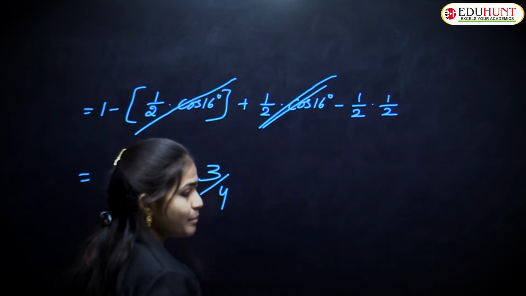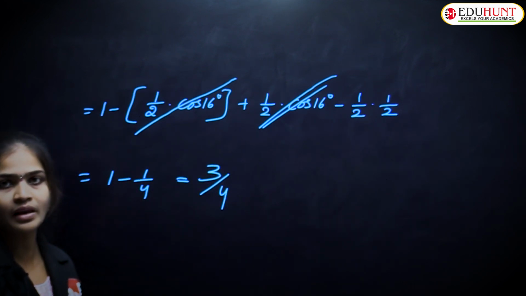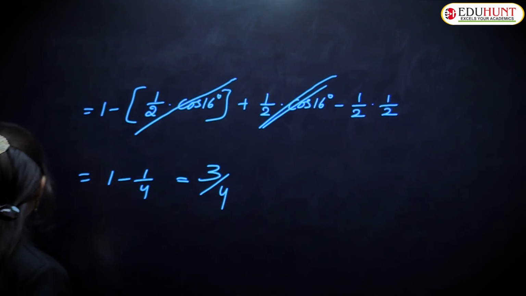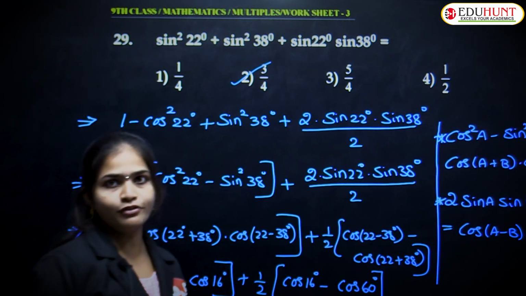Again we are getting the same result just like the previous question, no? So that is 3 by 4. Am I clear to you, children? So which option is correct here? Yes, option 2 is correct, that is 3 by 4.